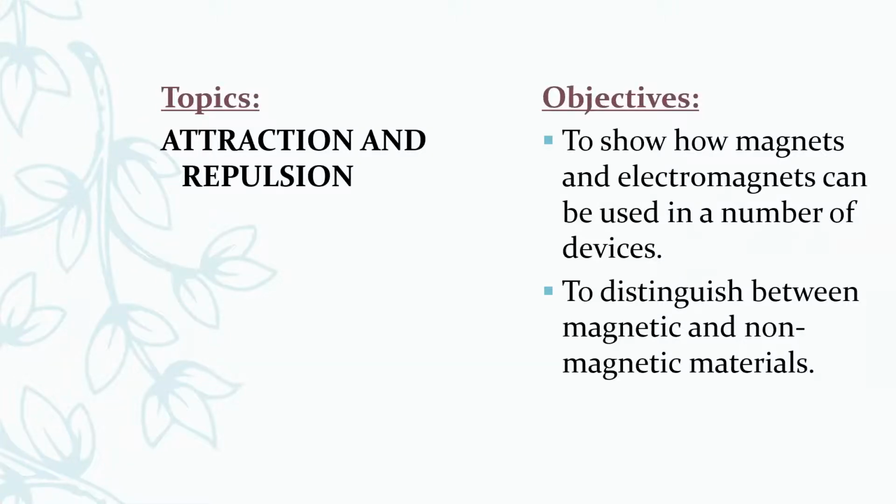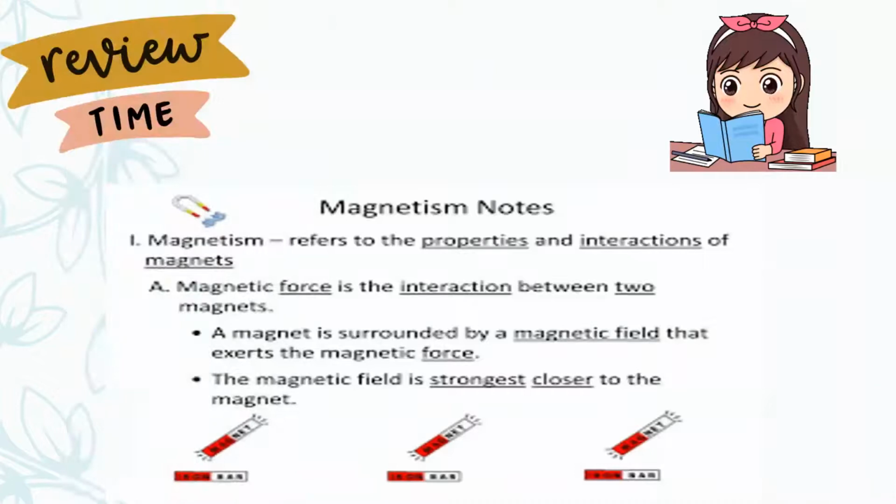Before starting today's lecture, let's preview your previous lecture. Previously, we were talking about magnetism. So, magnetism refers to the properties and interactions of magnets, how a magnet interacts with different materials or different metals, and what the impact of that magnet will be upon those materials. Then we were talking about the magnetic force.